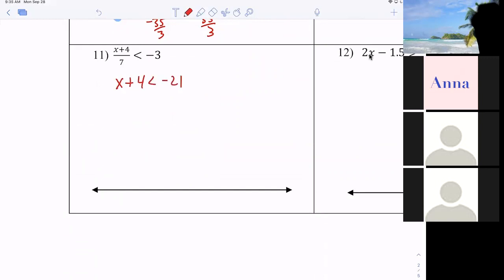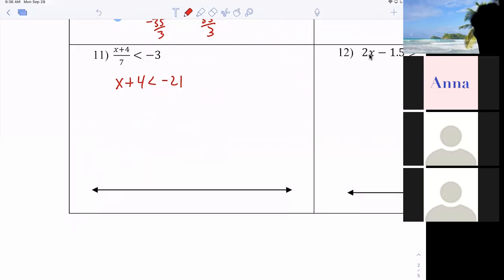Thank you very much. Now listen, I know I've been fussy because I wanted some of you to listen. All right, now that you're listening, if you don't know why x plus 4 is less than negative 21, now you raise your hand.